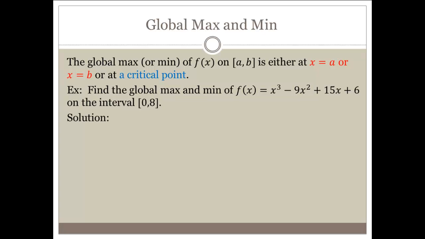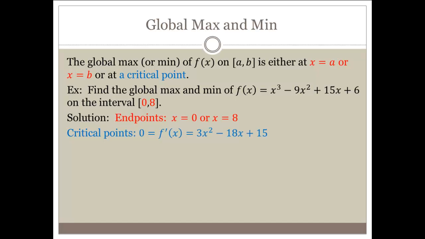To solve this, we first need to find our endpoints and the critical points. On the interval 0 to 8, the endpoints are x equals 0 or x equals 8. To find the critical points, we need to find when the derivative f prime of x equals 0. Computing the derivative, we get that f prime of x equals 3x squared minus 18x plus 15.